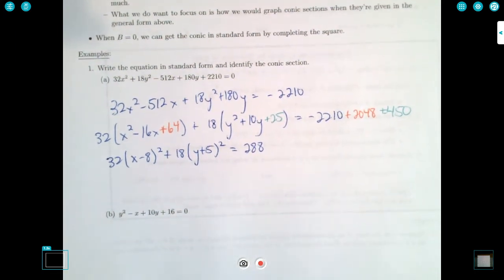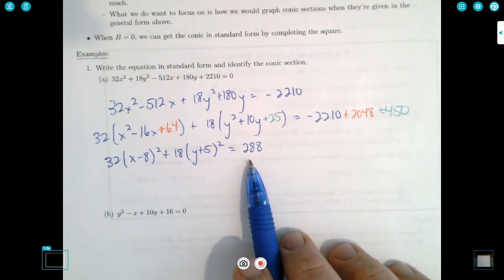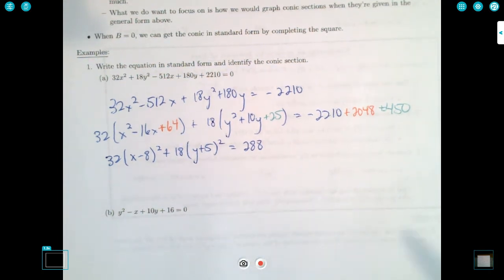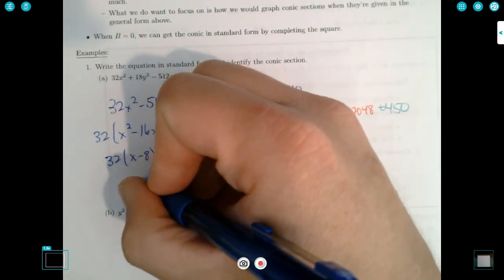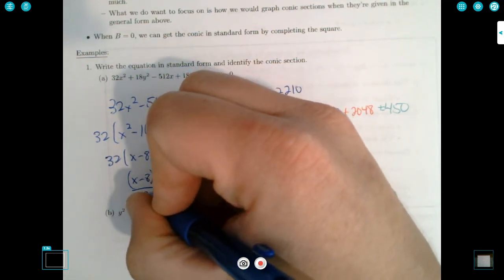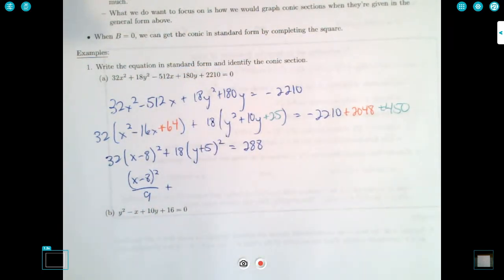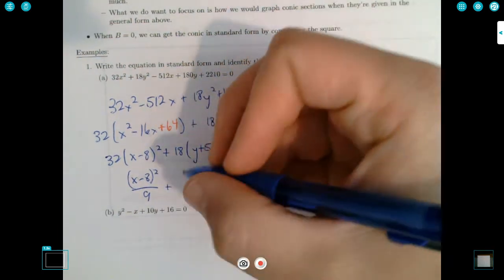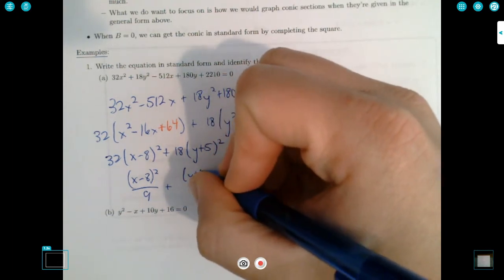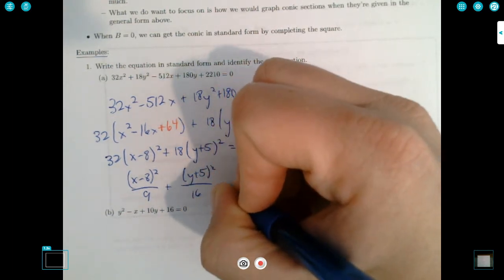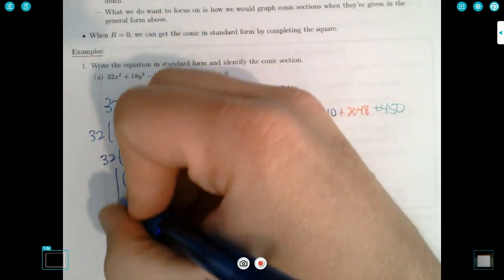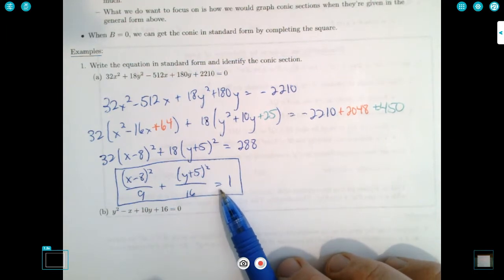And so we're almost there. The last thing we need to do is get a 1 here, which means we need to divide through by 288. If I divide through by 288, 32 over 288 is 1/9. So this is going to be x minus 8 squared over 9 plus 18 divided by 288 is 1 over 16, so y plus 5 squared over 16 equals 1. So there it is in its graphing form. This is an ellipse, right?